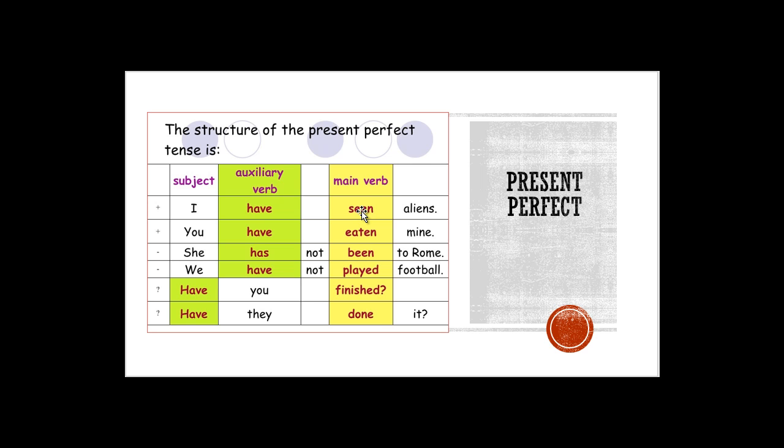You can check the verb list in your student book. At the back of the book, you can find a huge list of verbs, and you have to focus on the third column. I mean, you have to look at the final column of the verbs that is meant to be used with present perfect.